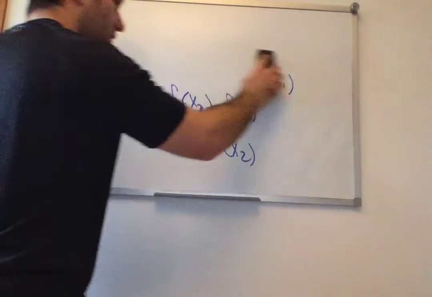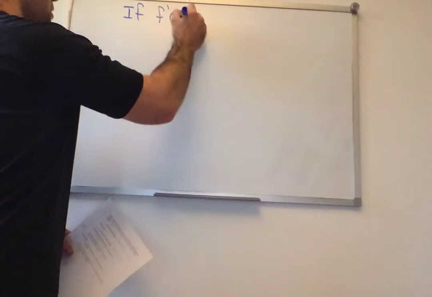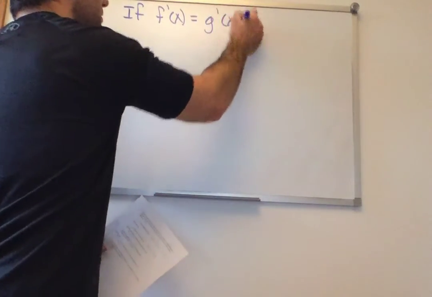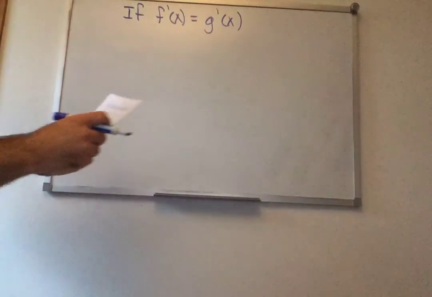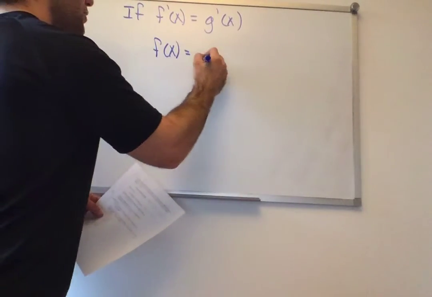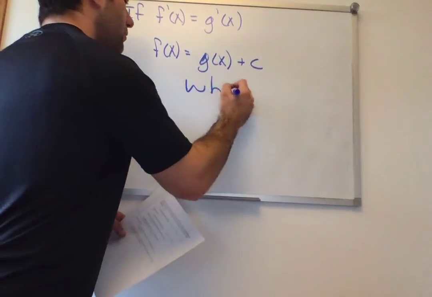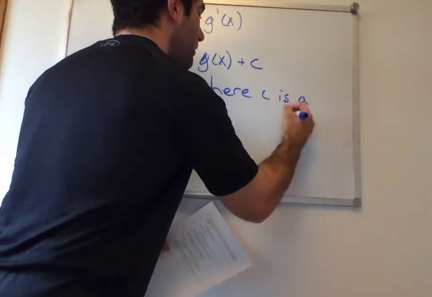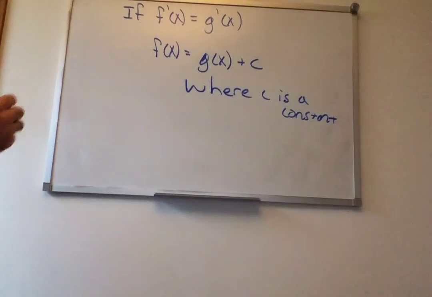Now, there's another theorem that comes from the mean value theorem. It says if f prime of x is equal to g prime of x for some interval, then f minus g is constant on that interval. Or in other words, f of x is equal to g of x plus some constant c, where c is a constant.